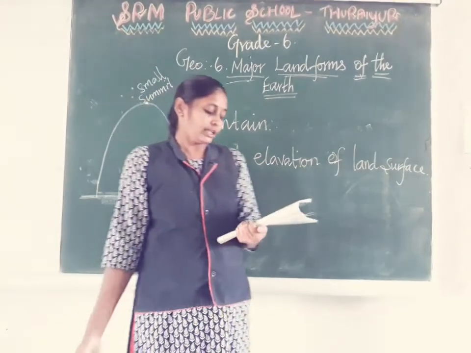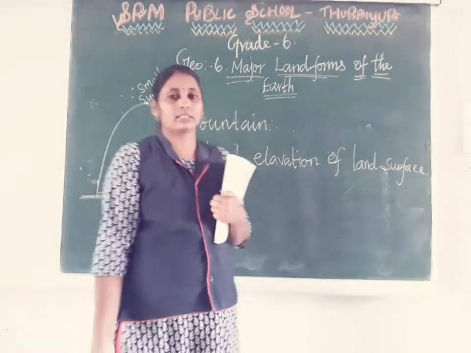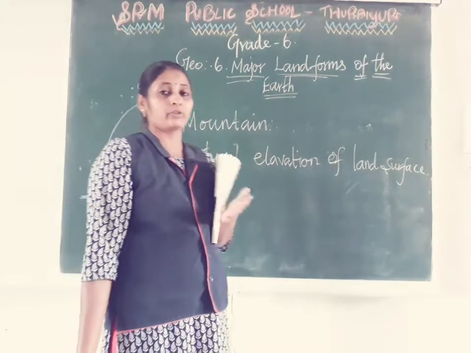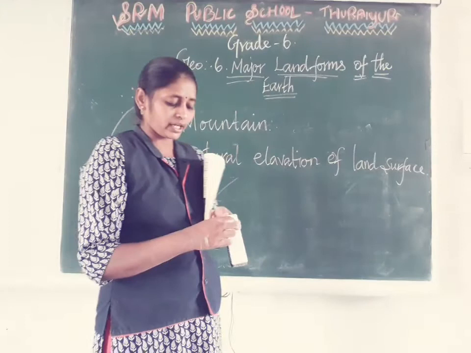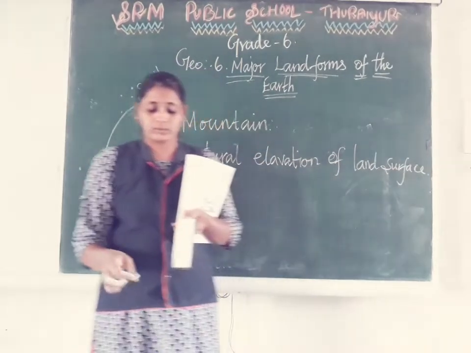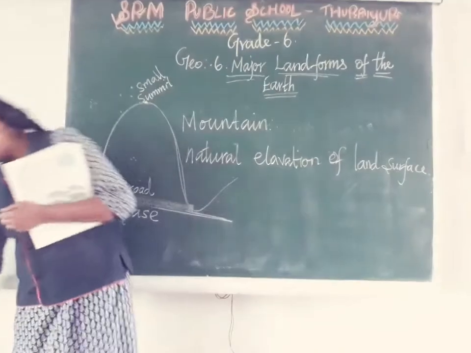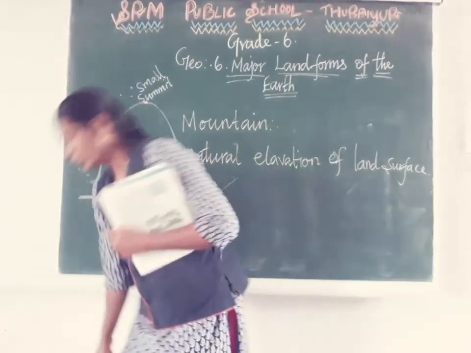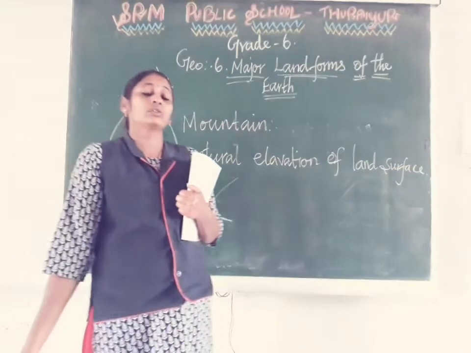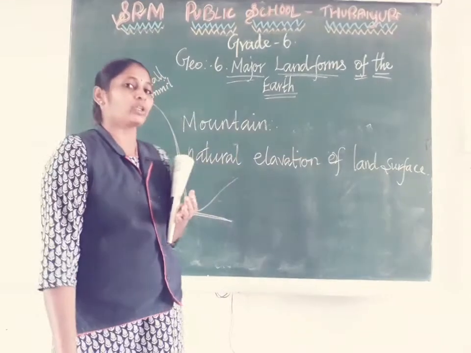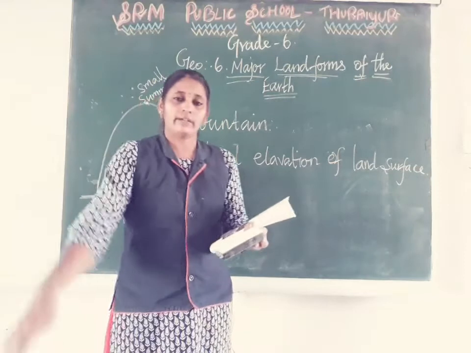There are some mountains we cannot see, because they are under the sea. I already said before in the lesson, one of the mountain ranges, the Mariana Trench in the Pacific Ocean. Its height is 11,144 meters, which is more than the height of the Himalayan range. We can't see it because it is under the sea.